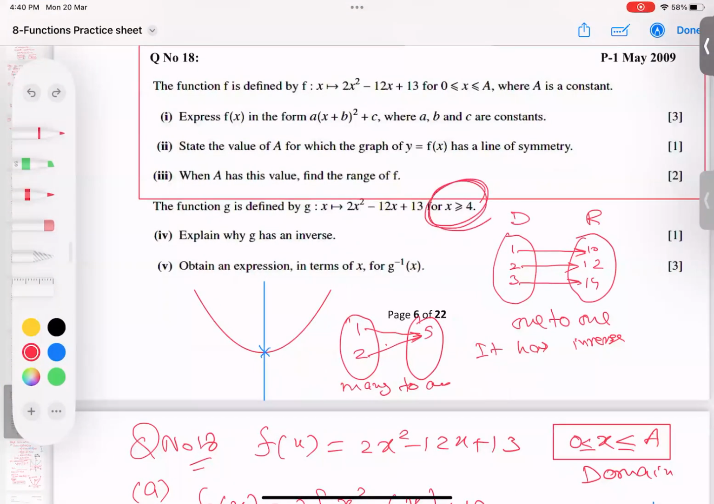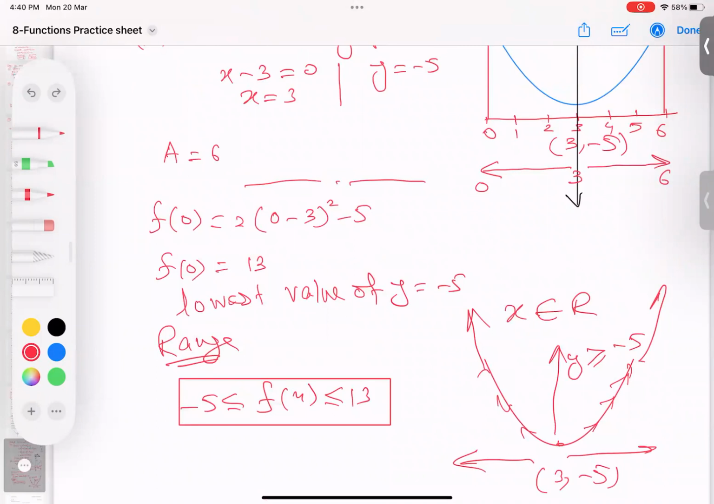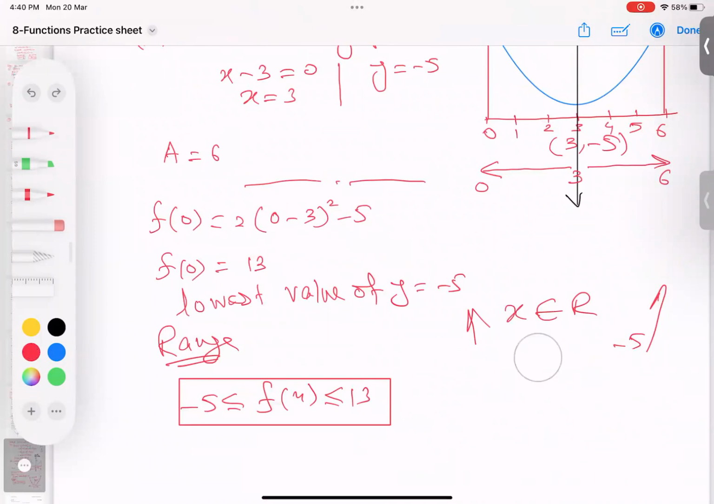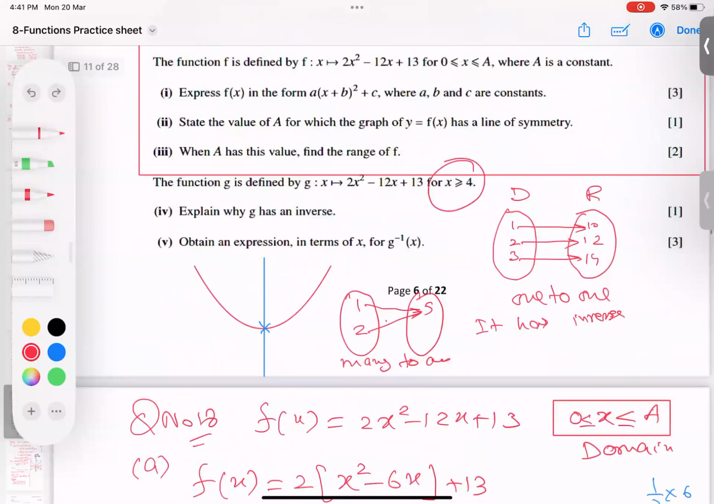Concentrate, please. What is written here? x is bigger than 4. I repeat my words. First of all, go back and have a very careful look. What is the turning point? Have a look here, I'm going to show you this part. My question: where is the curve turning here? At 3, 5. And what he's saying here is x is bigger than 4.